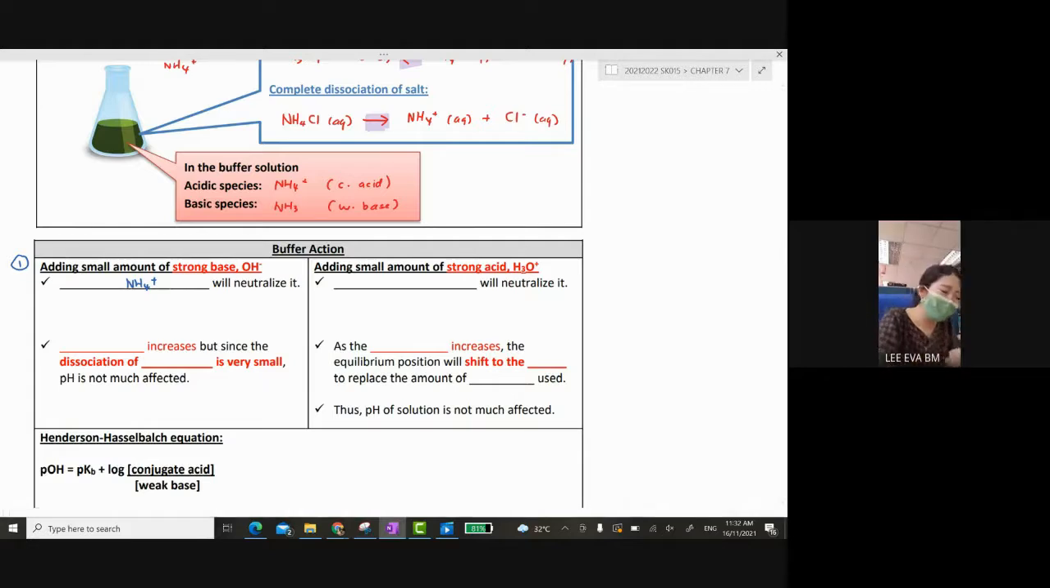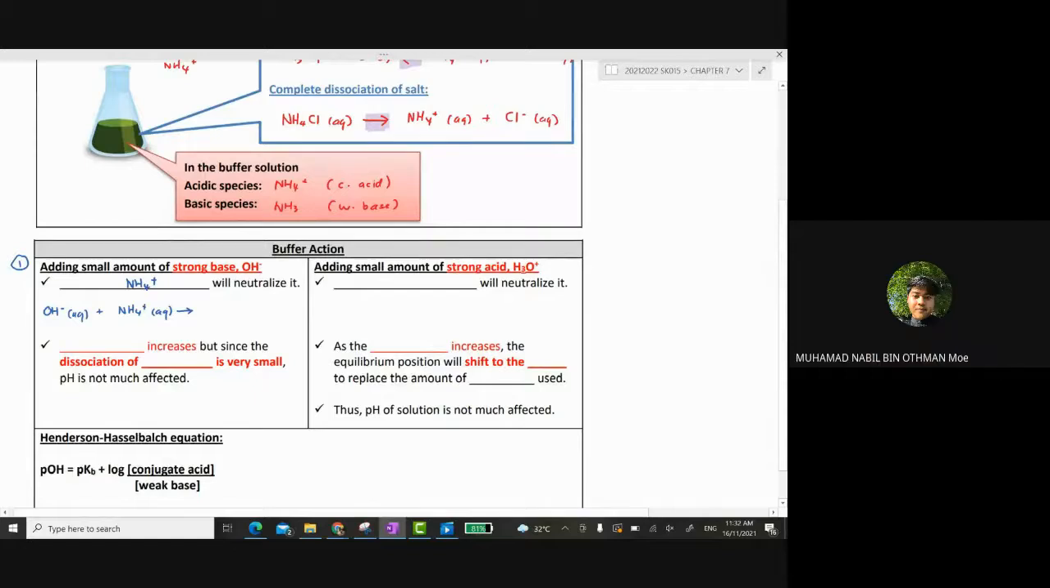Okay, therefore write the equation. So added strong base, OH minus, and then you have your conjugate acid. What arrow are you using? Single or reversible arrow? Single. Why single? Why is it single? It is neutralization. So neutralization acid base, it is single direction.